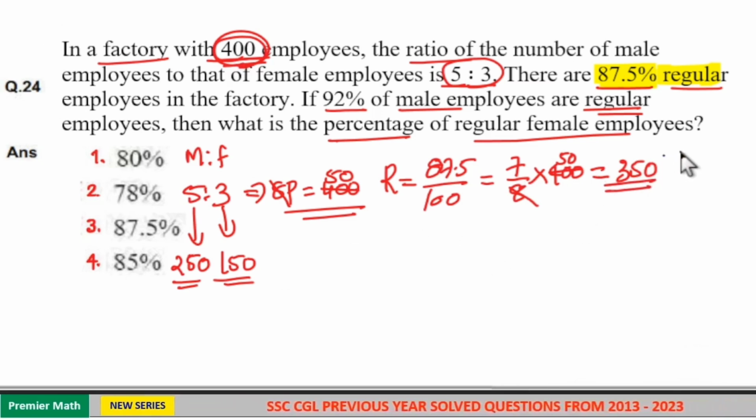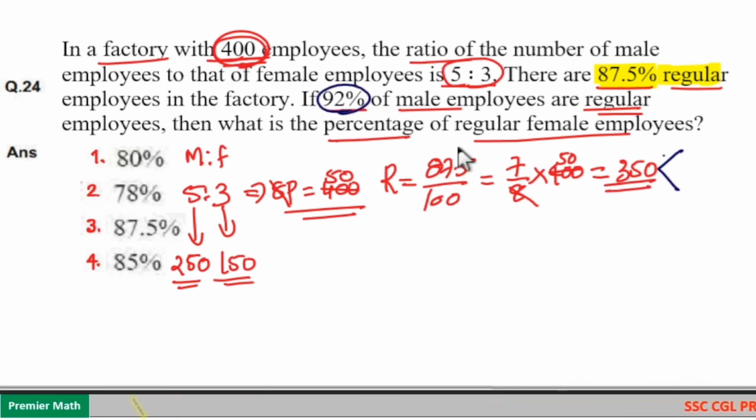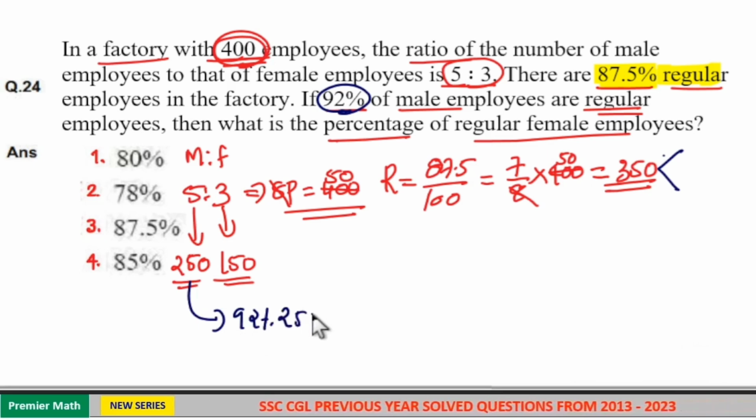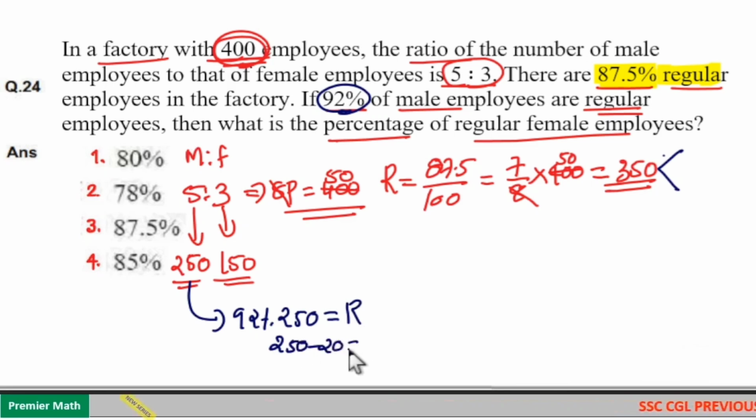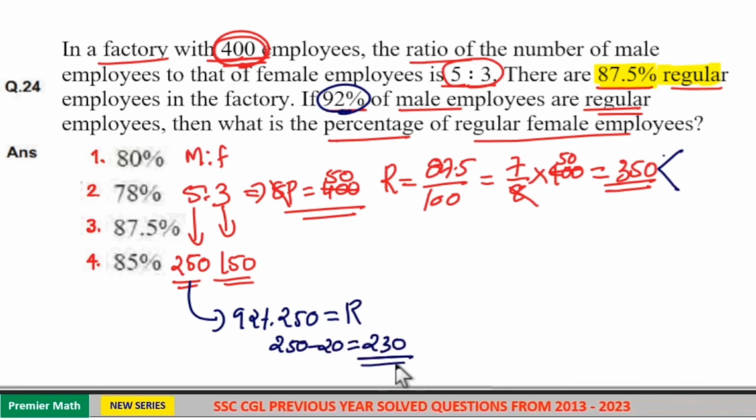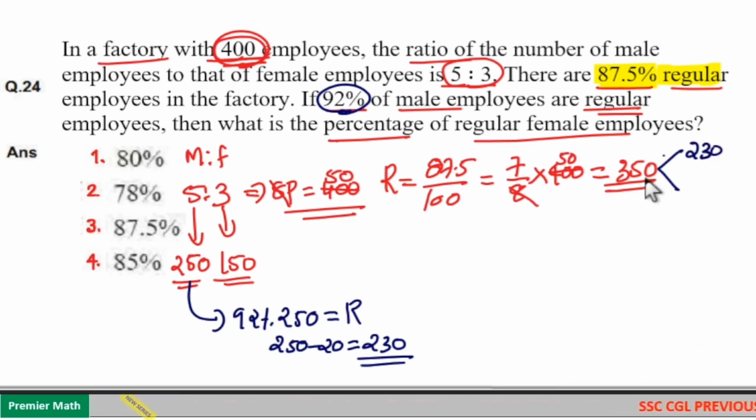And out of this 350, 92 percentage of men are regular. So the total number of men is 250. So 92 percentage of 250 means subtract 8 percentage from 250, then you will get 92 percentage. 10 percentage of 250 is 25. 1 percentage is 2.5. So 2.5 into 8 is equal to 20. So regular men is equal to 250 minus 20, which is 230. So 230 men are regular out of this 350.